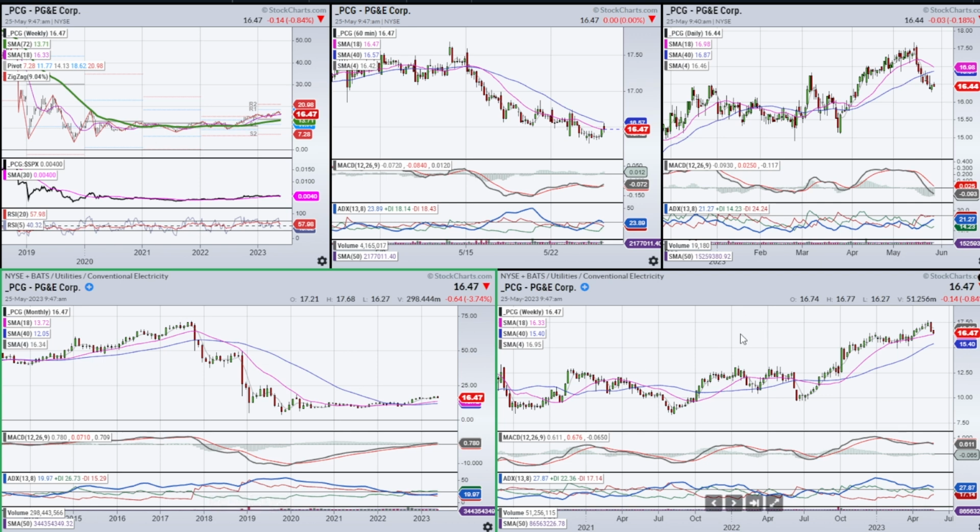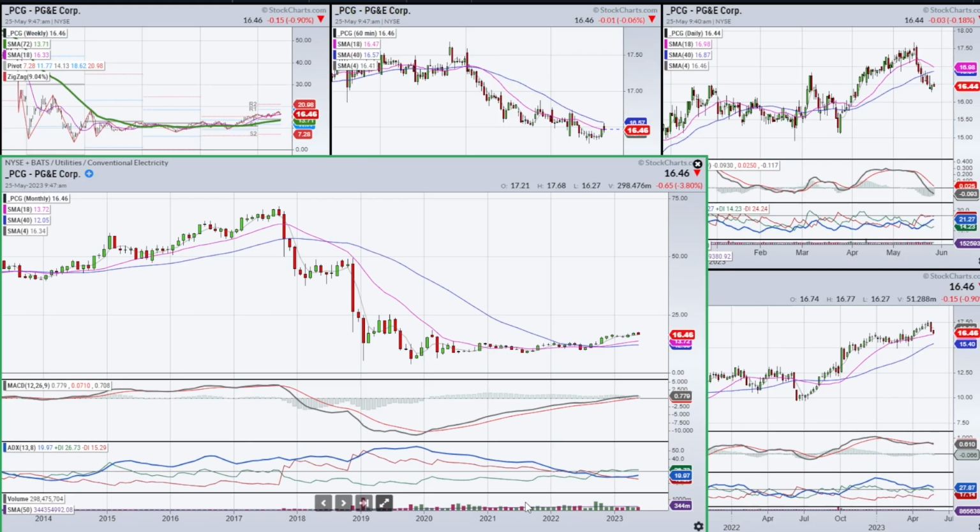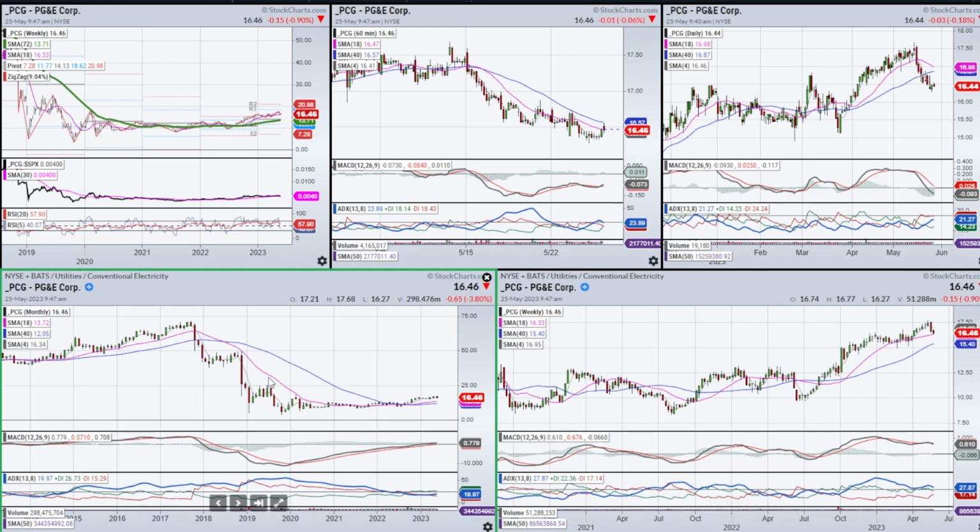So PCG. Let's start with the monthly chart, because this has made a nice turn, right? I mean, this is a pretty good look at the reversal pattern that's taking place. We're getting the MACD coming up. We are getting green DI starting to show some light. We even got some volume coming in. So that's telling me that the underlying bias is improving.